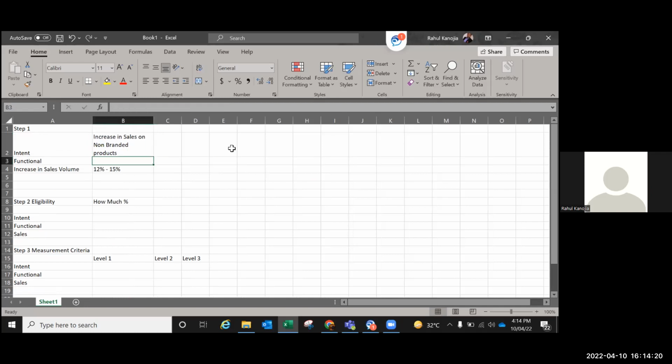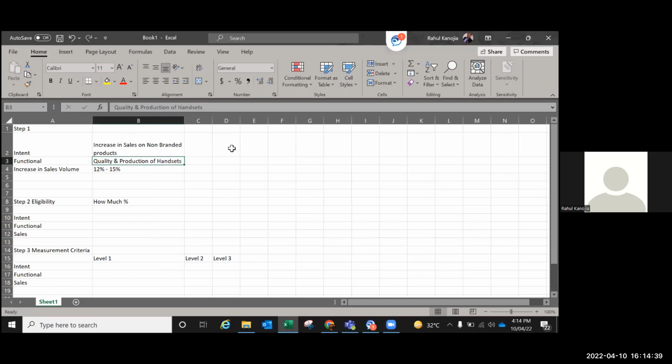And functional should be quality of handsets. Quality of handset plus production of handsets also. So say quality and production of handsets. That's it. So for intent, what will be the percentage?